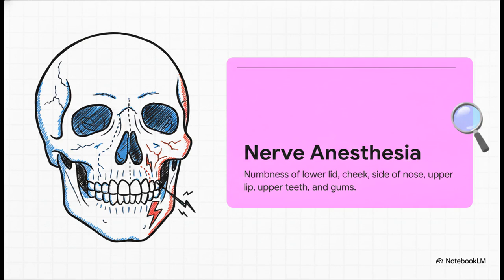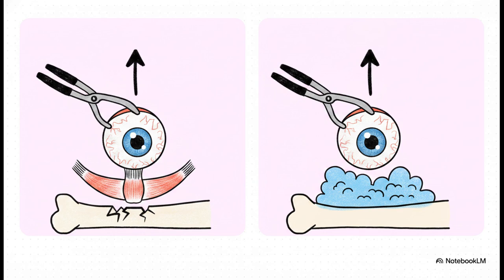Another absolutely massive clinical clue is infraorbital nerve anesthesia. The patient is going to tell you that their cheek, their upper lip, and honestly, even their upper teeth feel totally numb. Now, why their teeth? That seems weird, right? Well, it's because the infraorbital canal runs directly through that fractured maxillary bone. When the bone breaks, the nerve living right inside it gets damaged, entirely cutting off sensation to the midface and those upper gums.